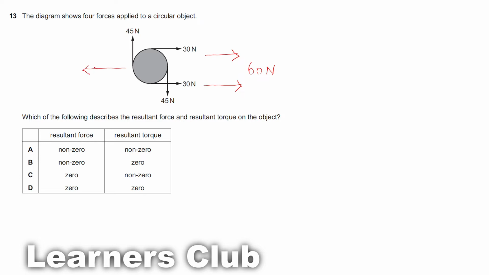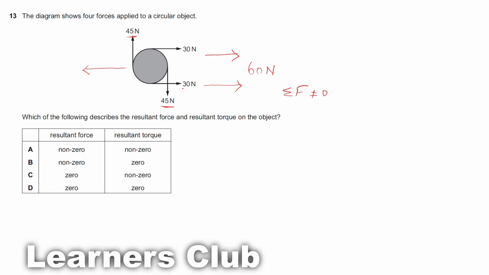but we do not have any force acting towards left. So there is a resultant force horizontally. Vertically you can see upwards there is 45 newton, downwards there is 45 newton. So vertically it is balanced.